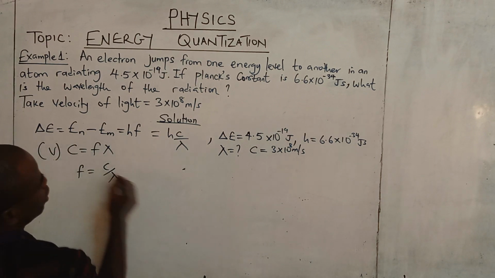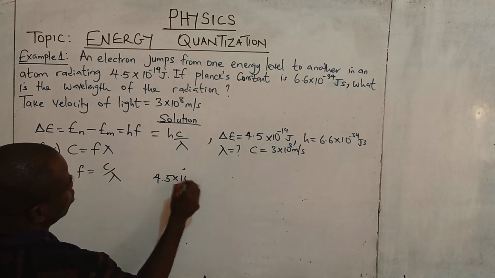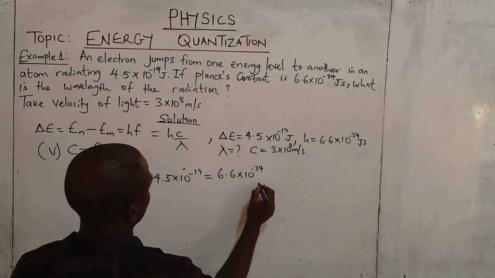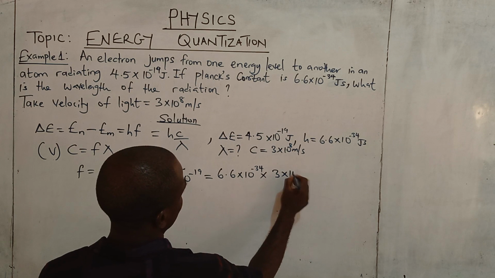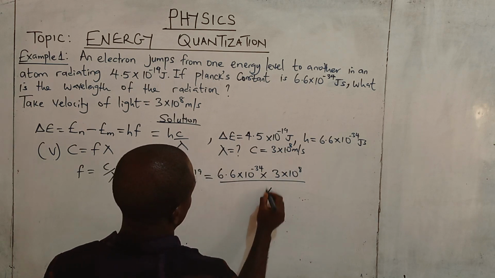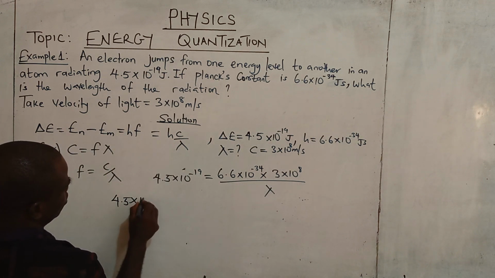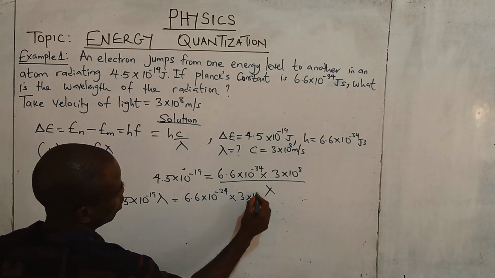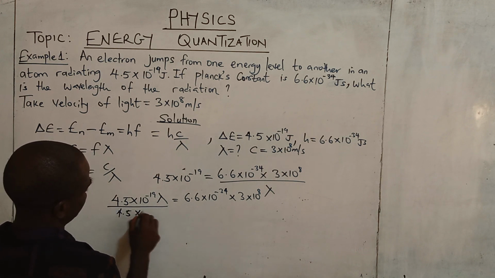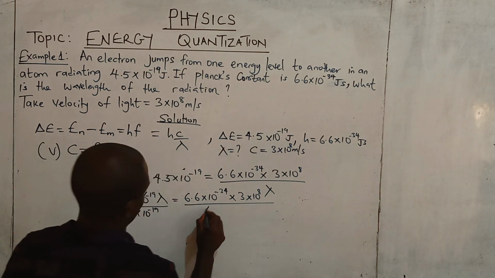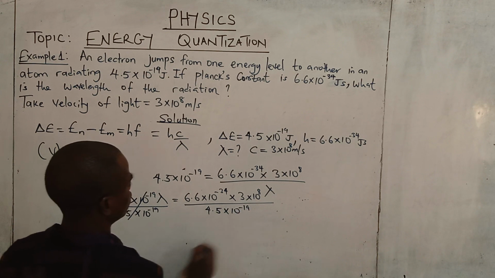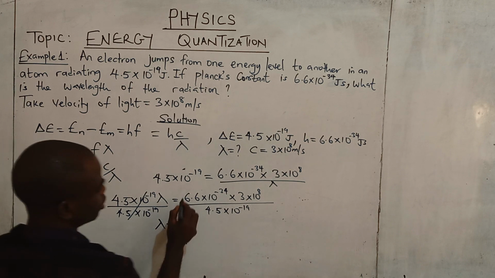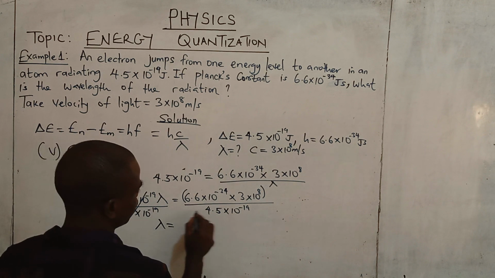Now let's go to our formula. Delta E, which is 4.5 times 10 to the power minus 19, equals h, 6.6 times 10 to the power minus 34, times c, 3 times 10 to the power 8, divided by wavelength. Cross multiply. You have 4.5 times 10 to the power minus 19 times wavelength equals 6.6 times 10 to the power minus 34 times 3 times 10 to the power 8, divided by 4.5 times 10 to the power minus 19. Now you have the wavelength. When you press the calculator, press this together before dividing with this.